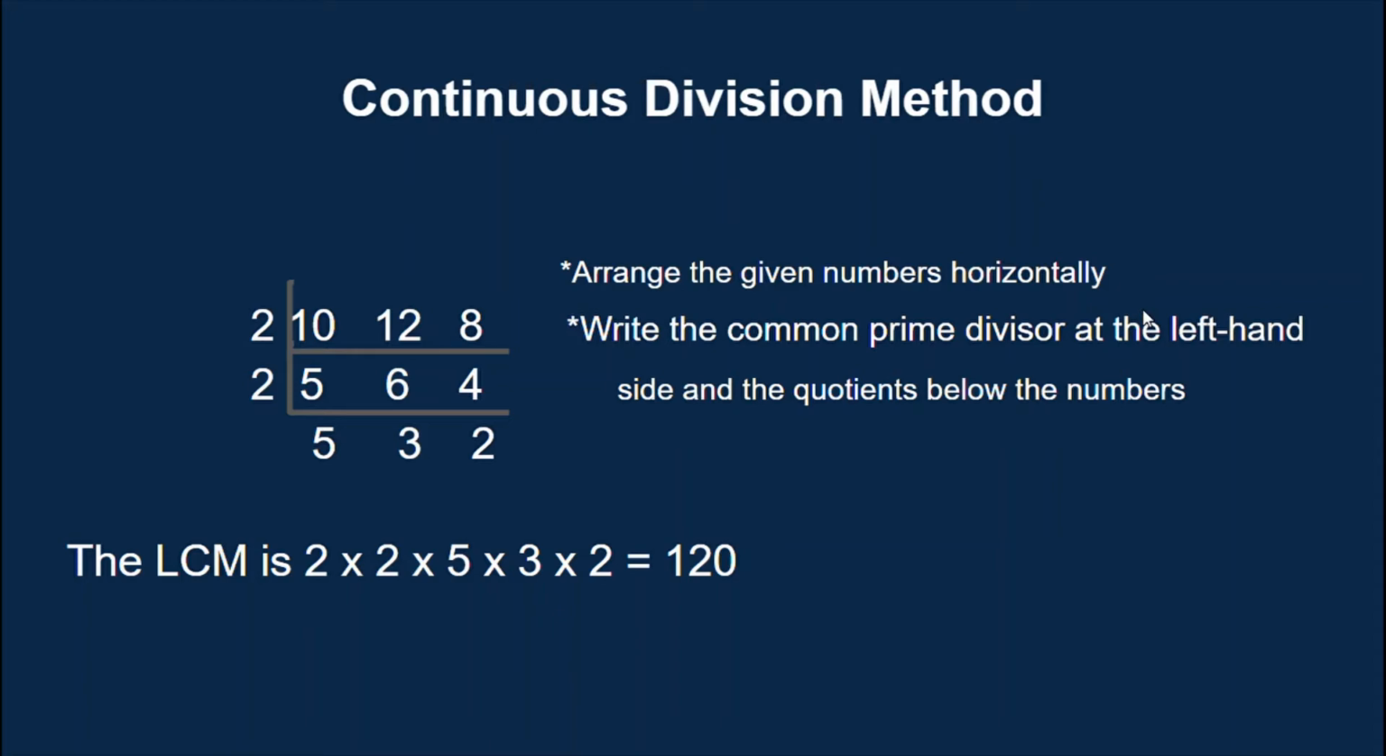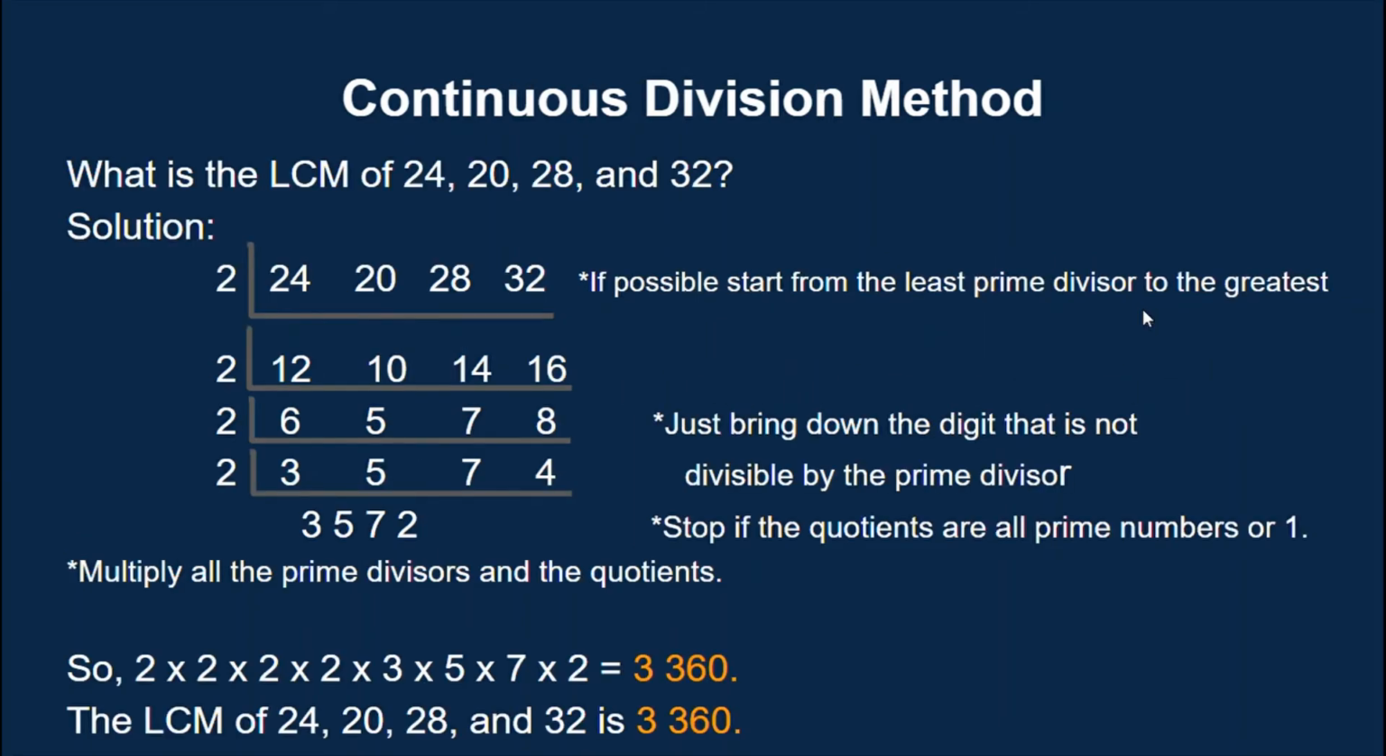So the LCM is 2 times 2 together with our quotient 5 times 3 times 2. And the answer is 120. So the LCM for 10, 12, and 8 is 120. Let us try another example for LCM. Let's find the LCM for 24, 20, 28, and 32.